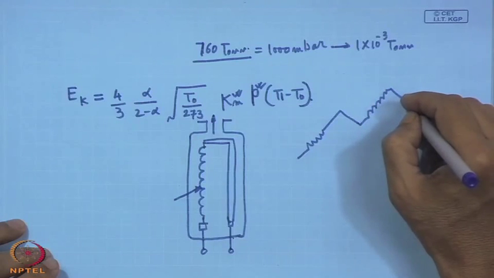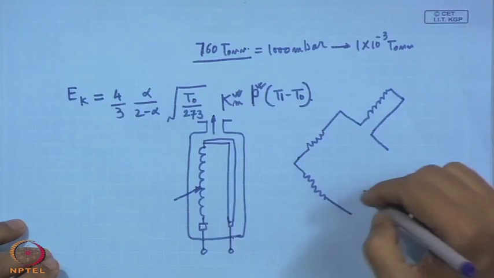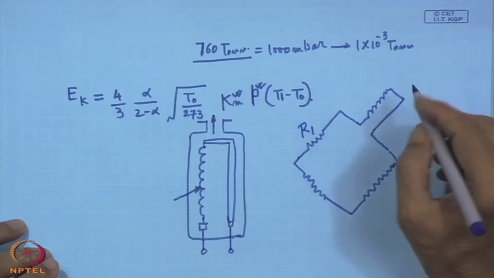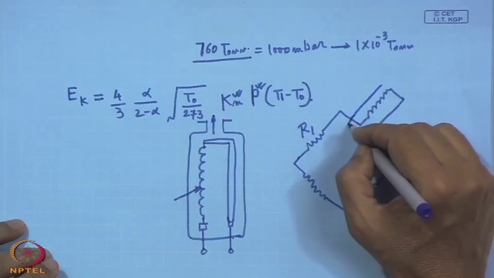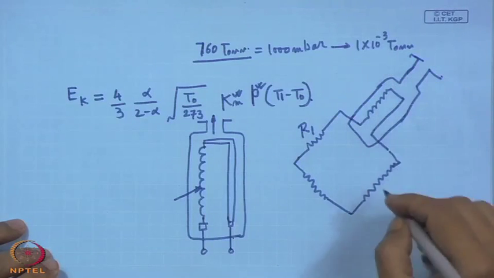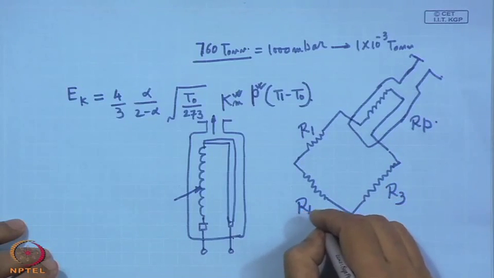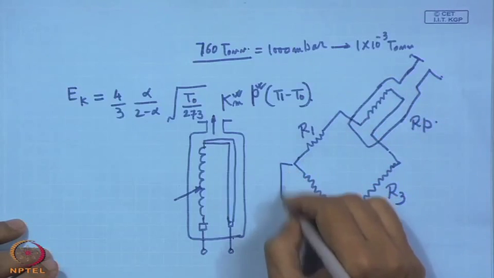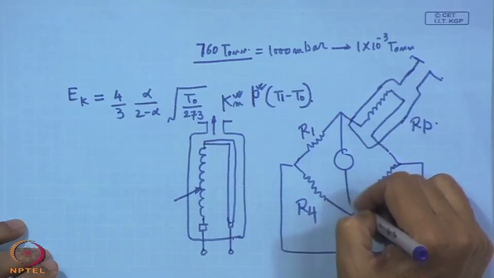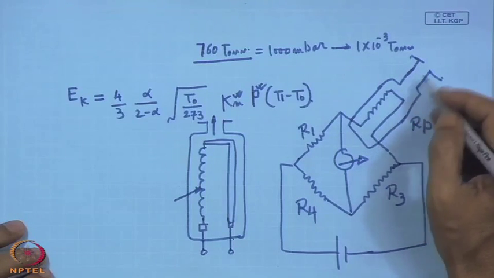So, this constitutes one arm of the Wheatstone bridge, and then we have another arm, which is the closing arm. Here we have, say, resistance R1, and this is going to be the resistance which is connected to the vacuum chamber. So, this is the vacuum chamber, this is Rp, for example, and this is R3 and R4. Additionally, this is the input to the bridge, and that is going to be the output of the bridge, and we are interested in this. What is the output of this bridge because of this change of pressure?